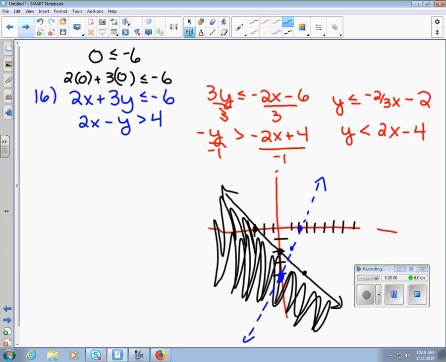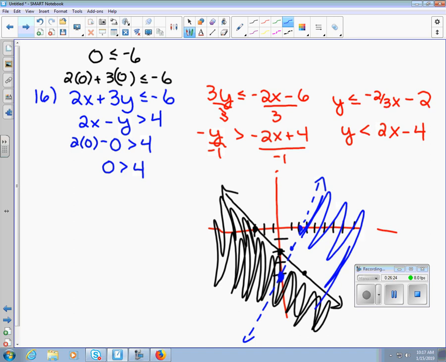It's not equal to, so that's why it's dashed. And again, I can pick 0, 0 again. And so 2 times 0 minus 0 is greater than 4. So is 0 greater than 4? No, that's false. So therefore, 0, 0 is on the left side of the blue line.